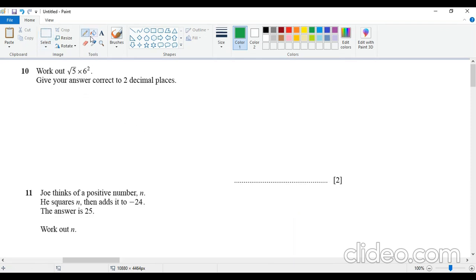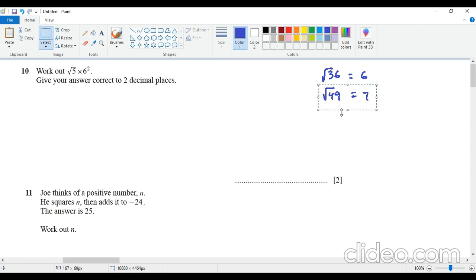Okay, so in question number 10, it says to work out under root 5 times 6 square. That means you need to find out under root 5, since this is a paper 1 and you're not allowed to use a calculator. So I'll explain how to find out the square root of a number which is not a square. For example, if 36 is given, you know the root is 6, and if under root 49 is given, the root is 7. But you can find numbers in between 6 and 7. So how do we find out the square root of those numbers?